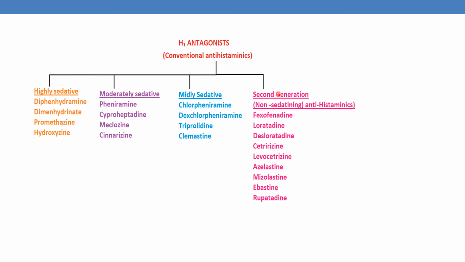Coming to the second generation antihistaminics, they are non-sedating. Examples are fexofenadine, loratadine, desloratadine, cetirizine, levocetirizine, azelastine, mizolastine, ebastine and rupatadine.